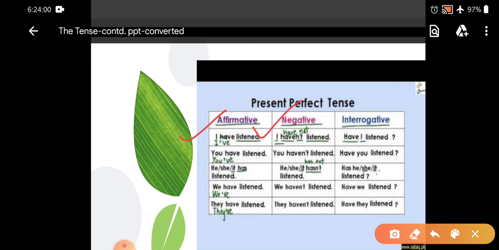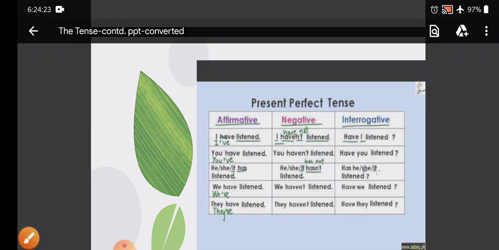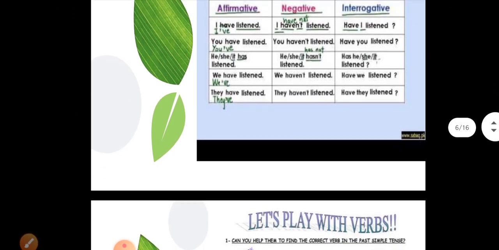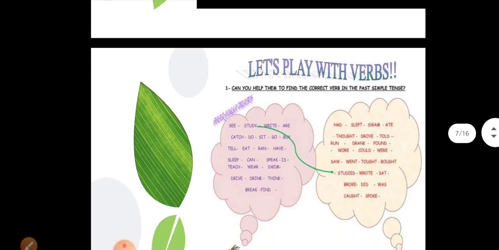For negative, I'll say I haven't listened or I have not listened. For interrogative, I'll say have I listened? And for negative interrogative, I'll say haven't I listened to you? Haven't I listened? Okay? Keep on referring to these examples when you go through these slides again.